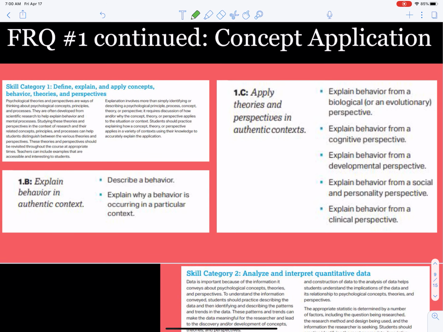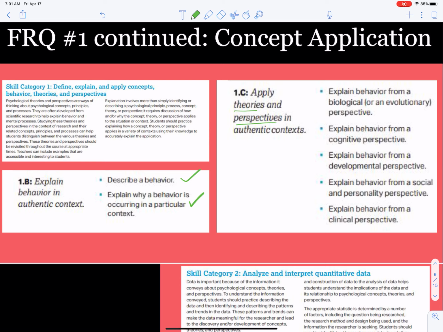The second thing that they will want you to be able to do is describe a behavior and why it's happening in a particular circumstance. So let's say somebody is performing on stage and they're feeling a certain way or they're exhibiting a certain behavior. You're going to be able to explain why that behavior might be occurring using psychological concepts. Okay, and then we also have applying theories and perspectives.